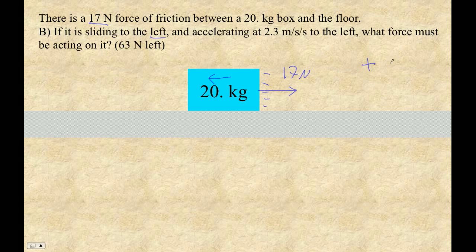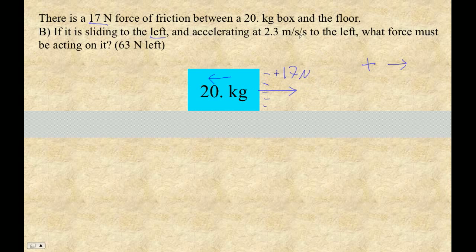Now, steadfastly, I'm going to make to the right positive. So that's a positive 17 Newton force. In the other example, we were sliding to the right and friction was to the left. Friction always sort of opposes the direction that something's being dragged along a surface.